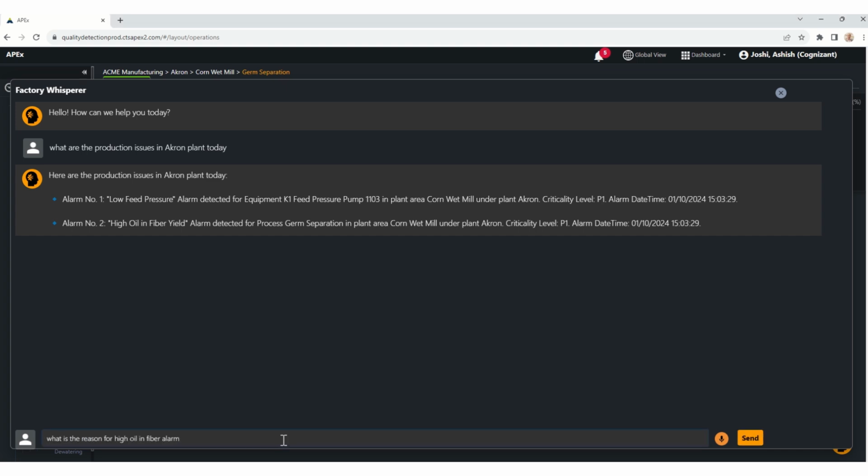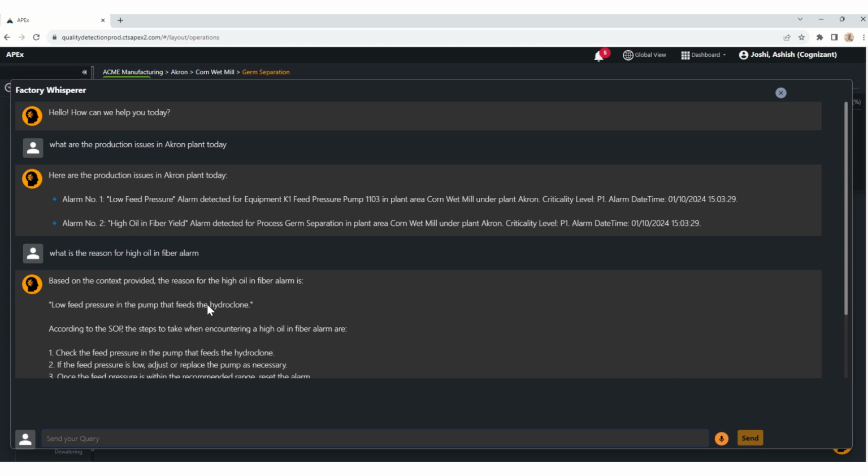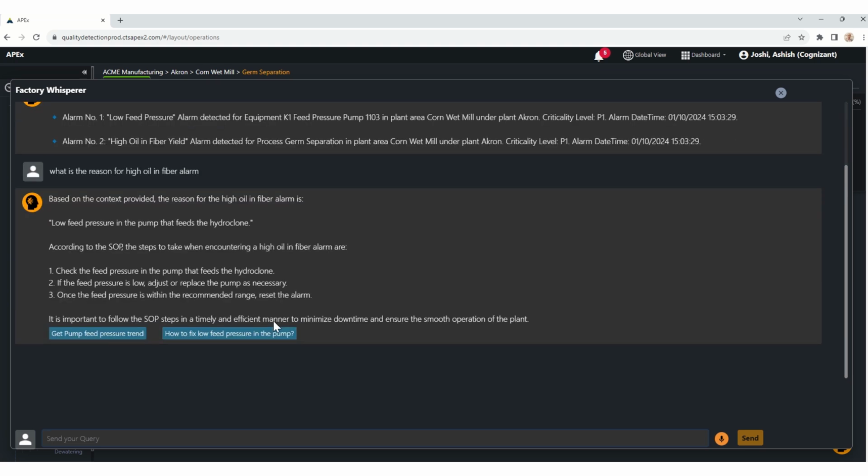So I can again go back and simply ask a question, what is the reason for the high oil in fiber alarm? And again, the system, through its orchestration layers, goes to the right source, pulls out all the relevant information, and the model then summarizes and provides insights on what needs to be done. So in this case, it is saying that usually this happens when the pump, which is feeding into the hydroclone, has a low feed pressure, which usually results in certain of these problems.